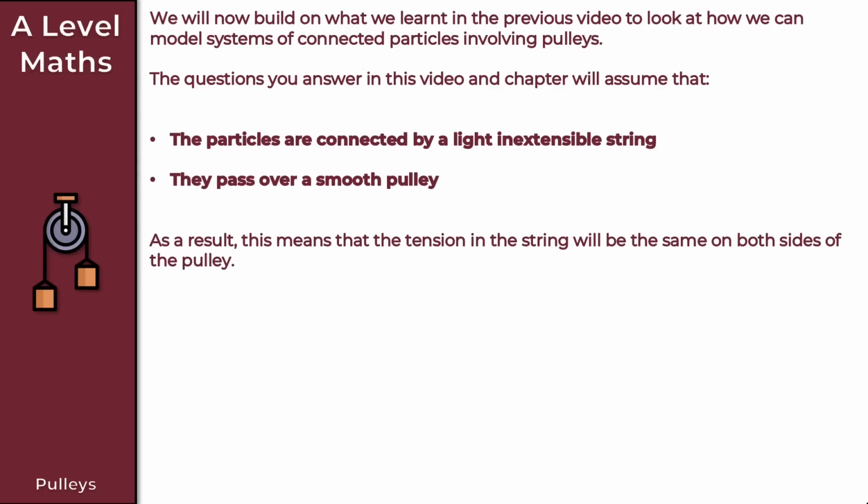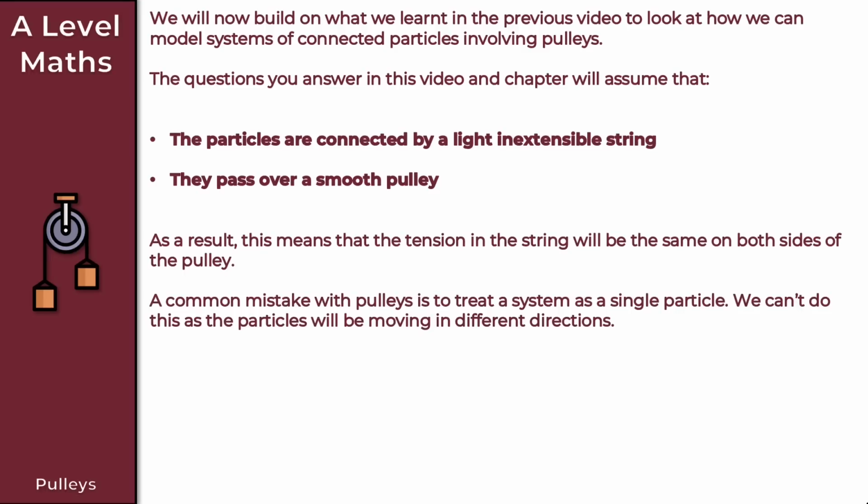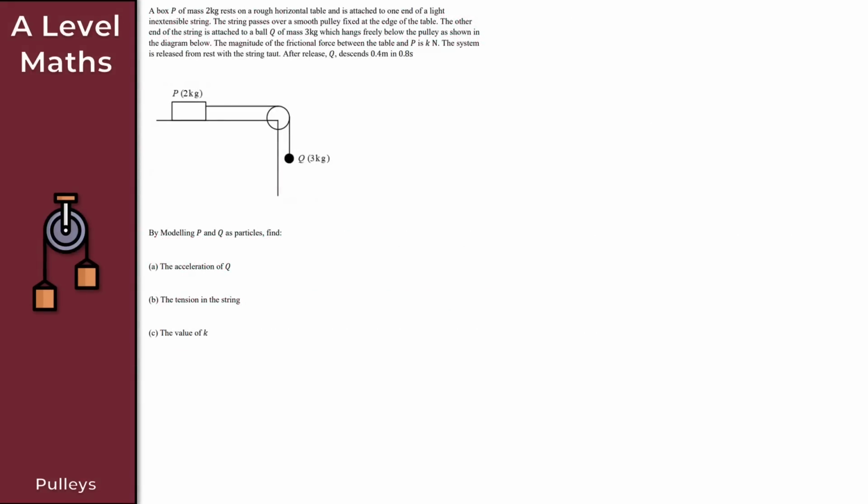Now, as a result, what this means is that the tension in the string will be the same on both sides of the pulley. And a common mistake here with pulleys is to treat a system as a single particle. But we can't do that, and the reason for that is because the particles will be moving in different directions. So in terms of an introduction to pulleys, we don't need much more than that. The best way to demonstrate the concept of pulleys is just to work through a practice question together. So let's have a go at this one practice question here.